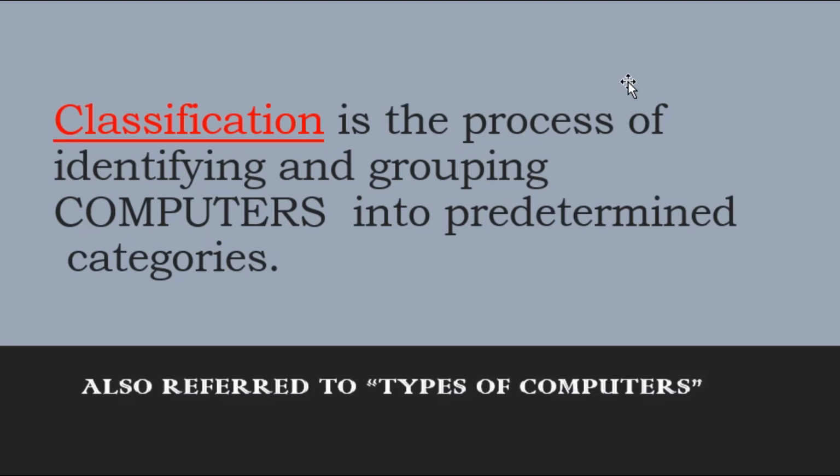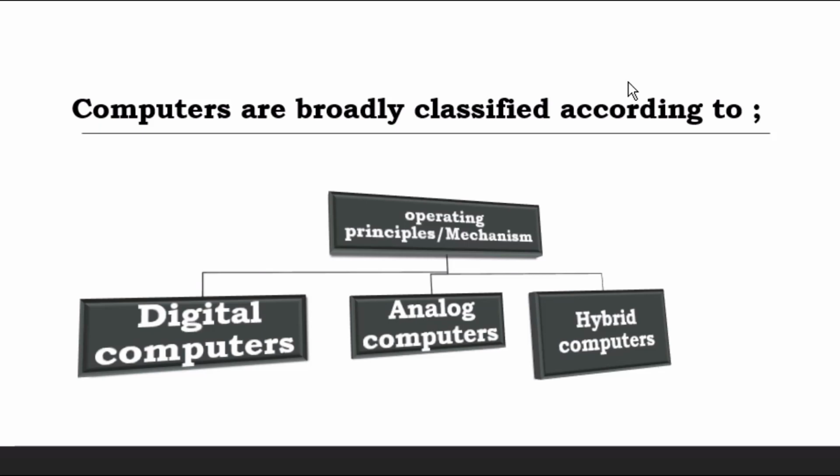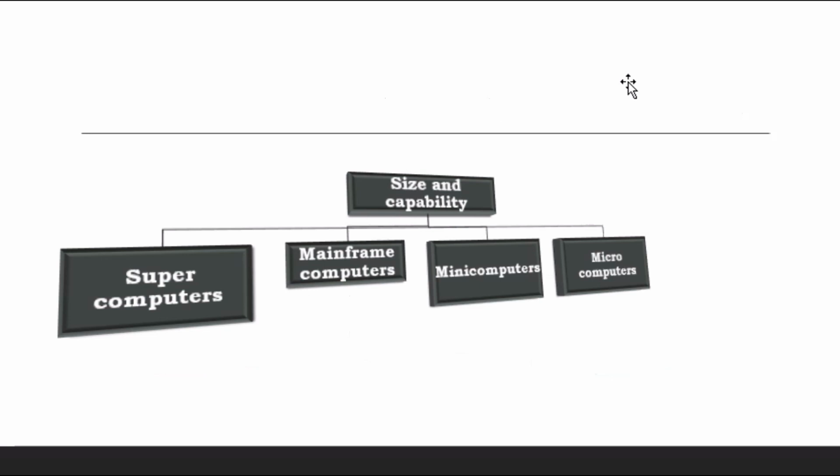starting from the classification of computers according to their operating principles and mechanisms. We have the digital computers, the analog computers, and the hybrid computers. Secondly, we have the classification according to their size and capability. Here we'll talk about the supercomputers, the mainframe computers, mini computers, and the microcomputers.